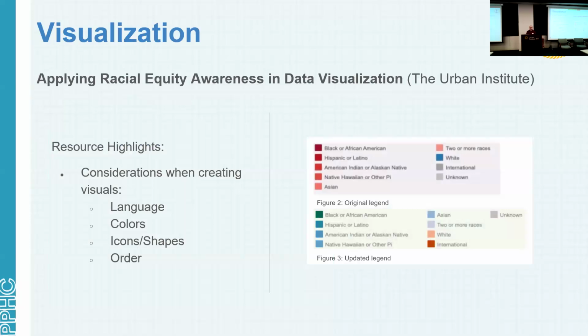Next, we have a resource for visualization. Throughout this article, the author notes that we should all be considering language, colors, icons, shapes, and order within our research. For language, it's important to consider how we're using titles, text, and labels. For both colors and icons, it's important to follow contrast and accessibility guidelines while also not using color palettes that may reinforce gender or racial stereotypes. On the right side of the screen here, I've shown you an example from the article of how the colors have been updated from figure 2 to figure 3.